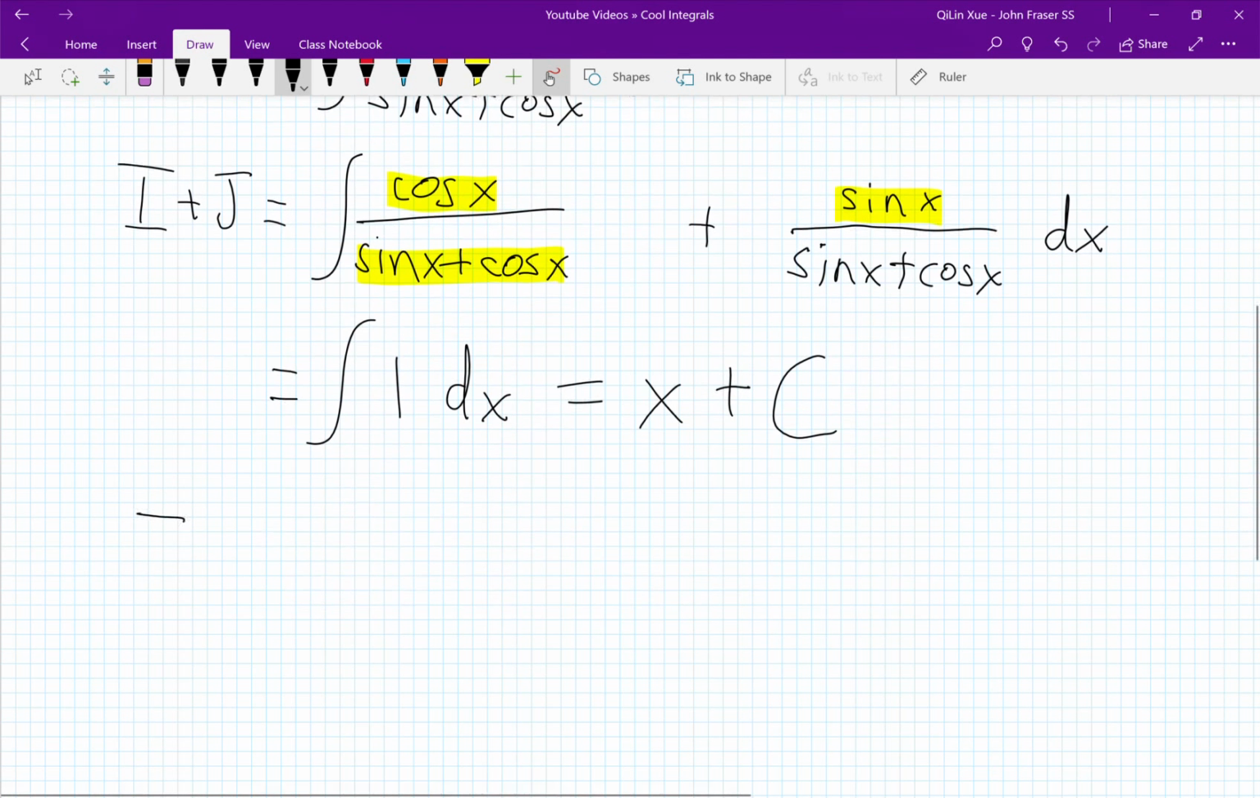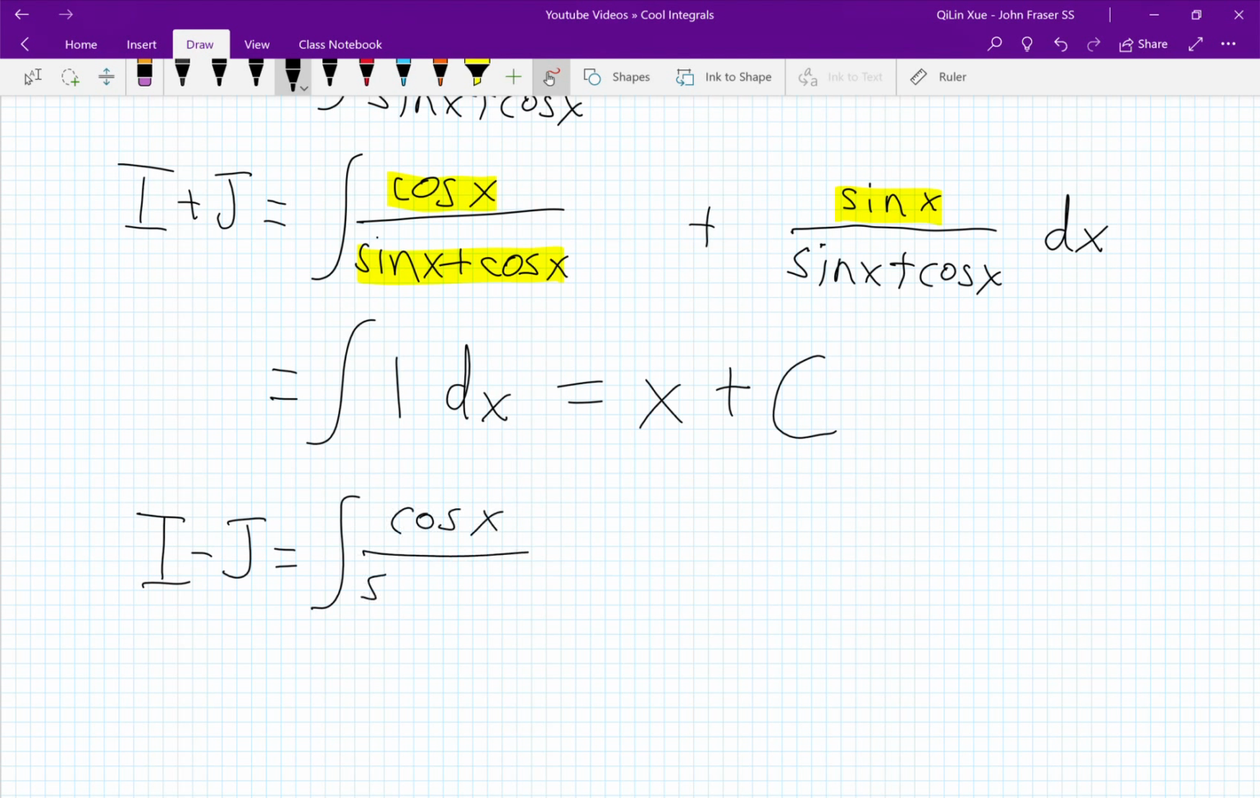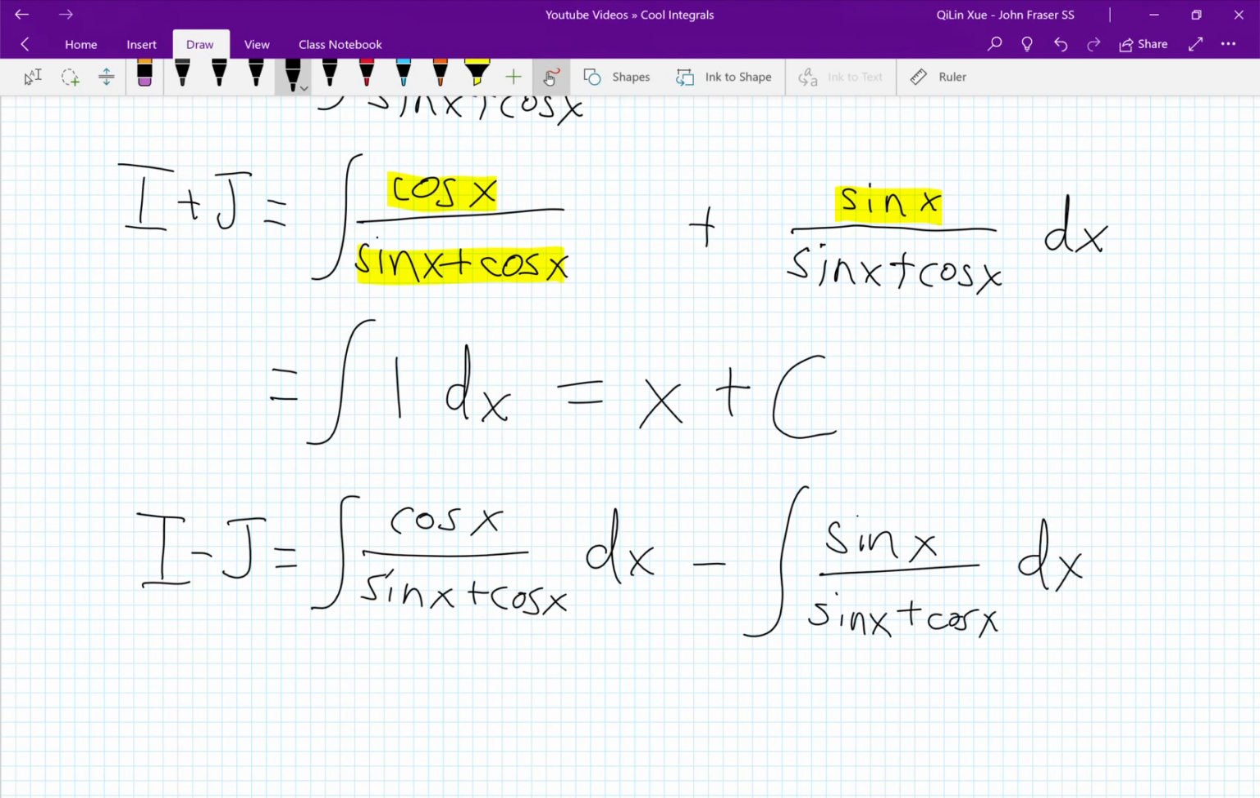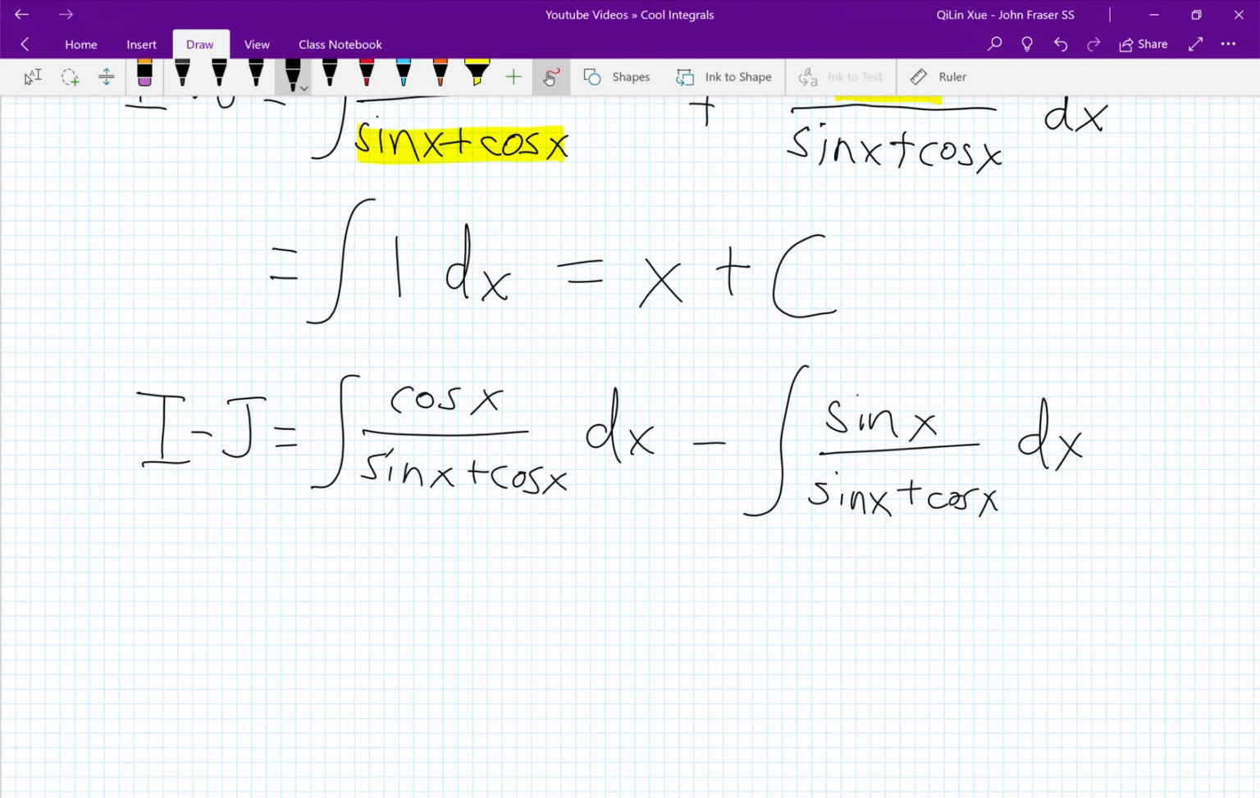Next, we have I minus J. And let me just write this out. It's going to be the integral of cosine of x, that's I, over sine of x plus cosine of x, dx, and this time we're going to subtract the integral of sine of x over sine of x plus cosine of x dx. And as before, when we're taking the difference of two integrals, we just have to take the integral of the difference of the insides.